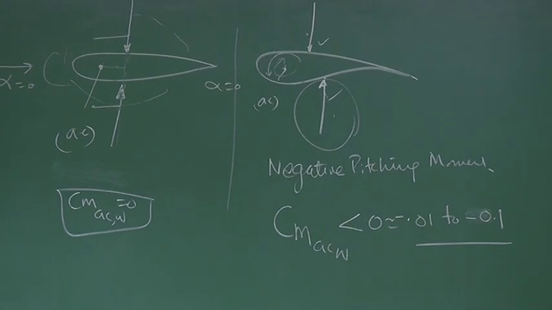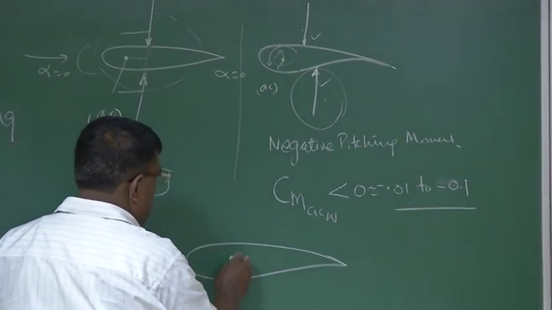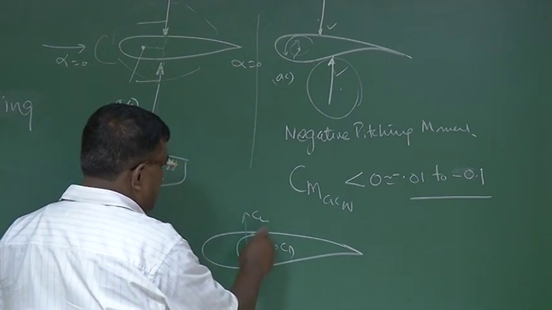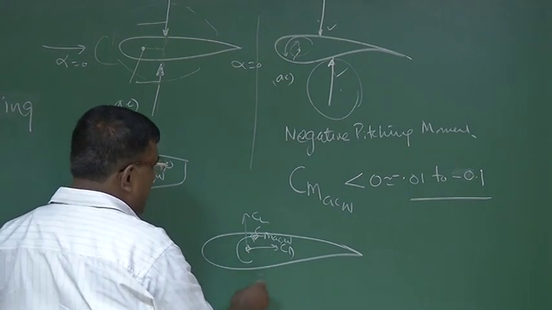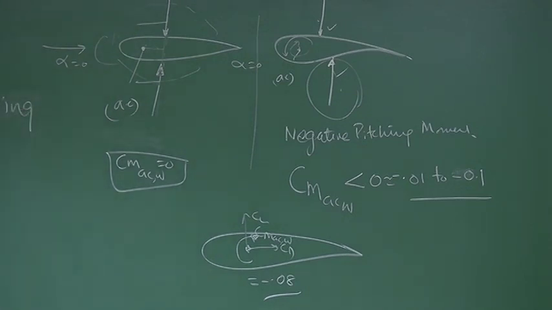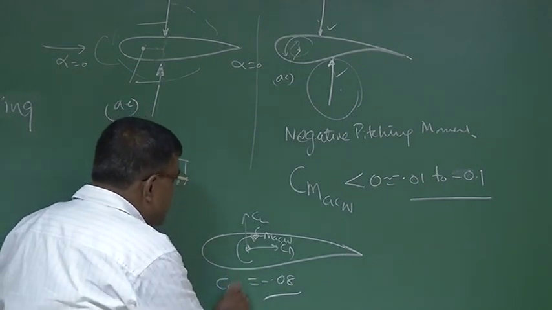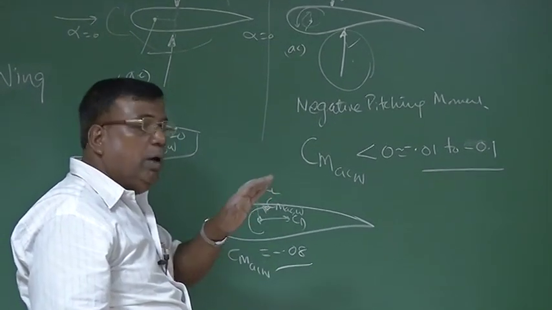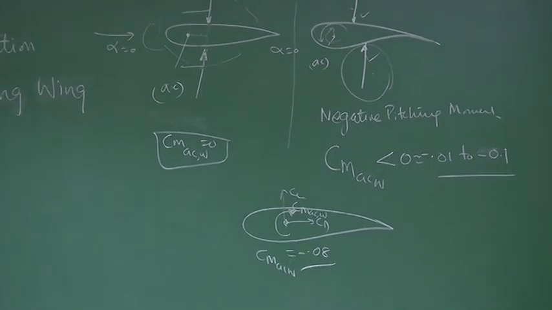So now for a cambered aerofoil, how do I write? I'll represent it like this: AC, whatever CL, CD, and CM is the AC wing. This is the convention for positive, but it is a negative value, so this value is minus, let's say 0.08, some value. As a designer, I understand that if there is a cambered aerofoil, since CMAC wing is negative, it will have a natural tendency to come down like this. So CMAC negative means try to put the nose down.